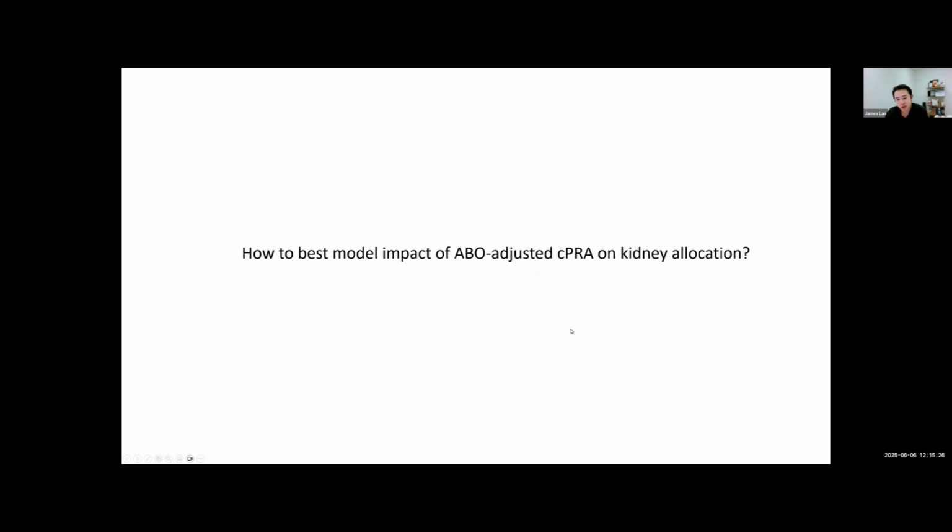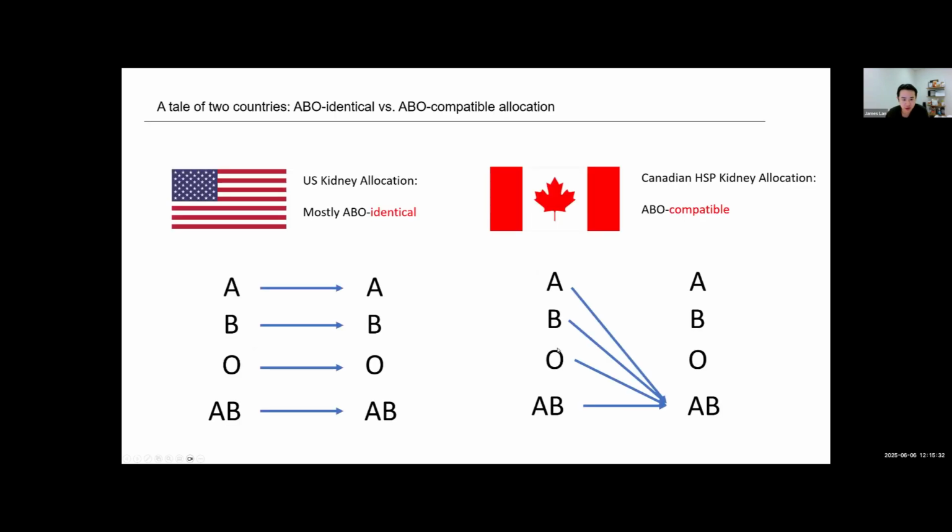And so, well, that was US data. We wanted to understand what's the impact of this in a Canadian context. And there is actually a difference in how we allocate kidneys in Canada compared to the United States. In the United States, they assign kidney allocation based on ABO identical. So blood type A patients can only get it from blood type A donors for the most part. Similarly for B, O, and AB.